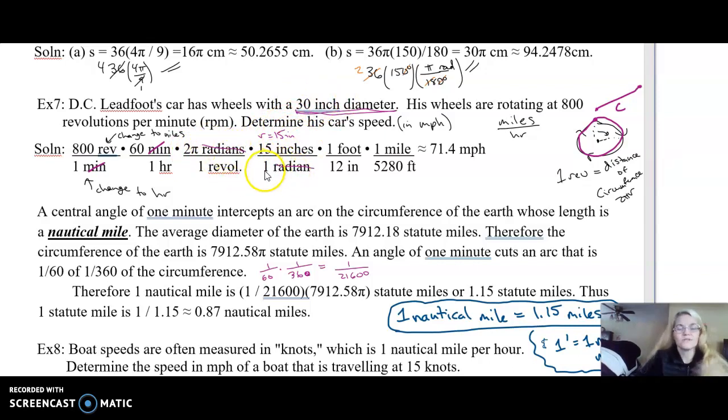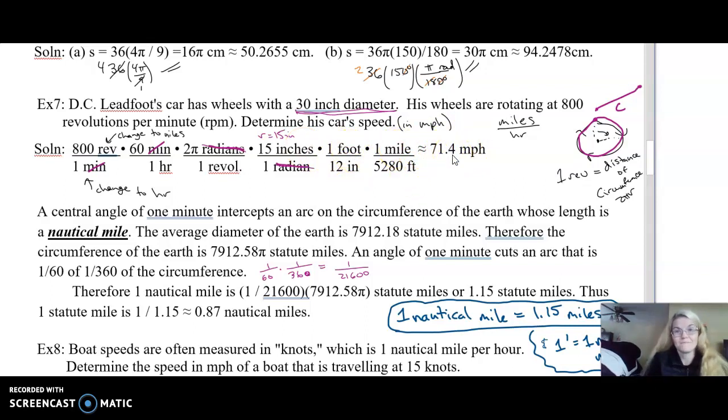So you could do, there's 2 pi radians in 1 revolution. And 1 radian is 15 inches because 1 radian measures out 1 radius's arc length. But for me, I just keep it all in one, so I wouldn't even put that there originally. So 1 revolution is going to be 2 pi r inches, because that's the distance. Now I'm trying to get to miles, so I'm going to convert from inches to feet and feet to miles, and punch it all into your calculator.